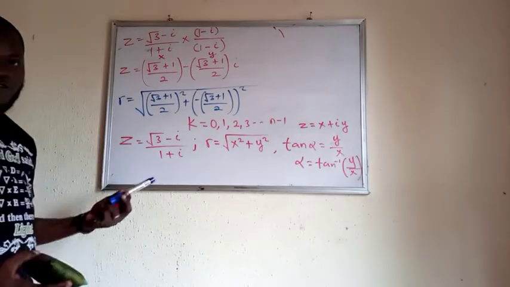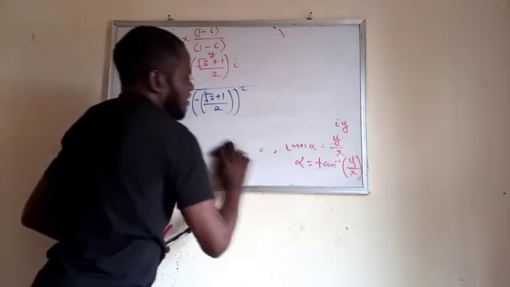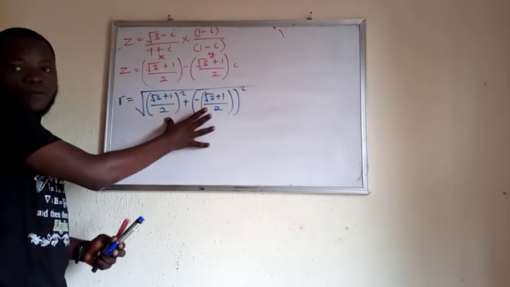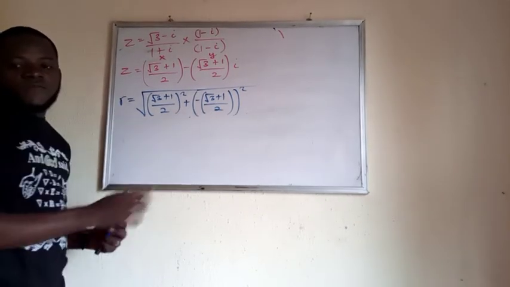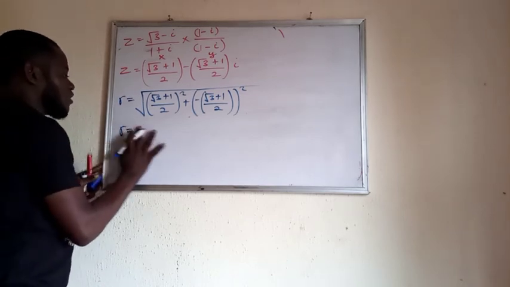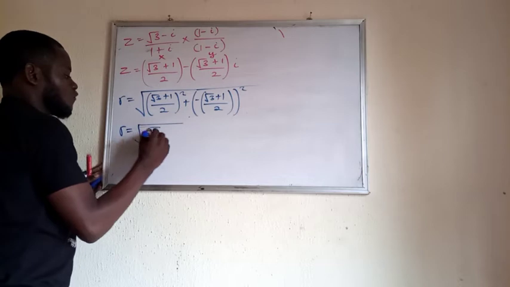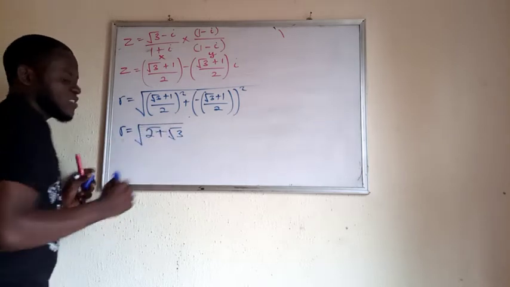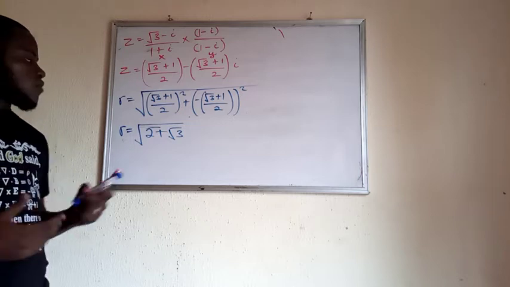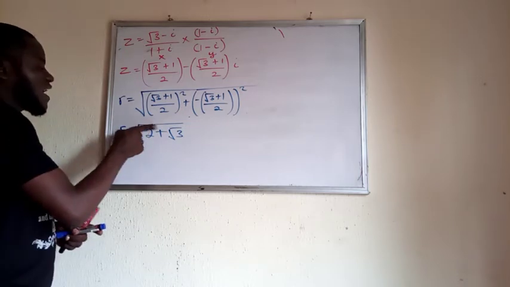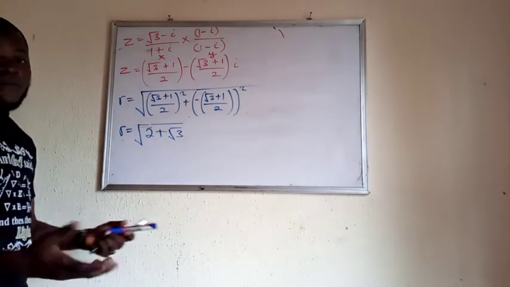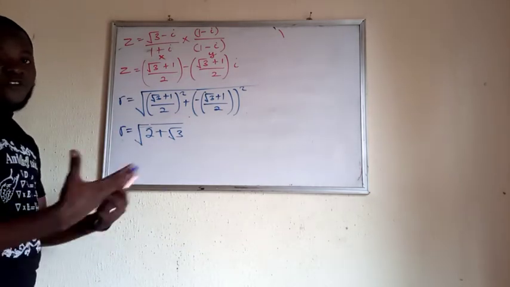So I believe we are following. By the time I take the value of this sum, I'm going to have that my r is equal to the square root of 2 plus root 3. So if my r is equal to the square root of 2 plus root 3, then I can find my argument, my alpha rather, so that we slot it into the formula.